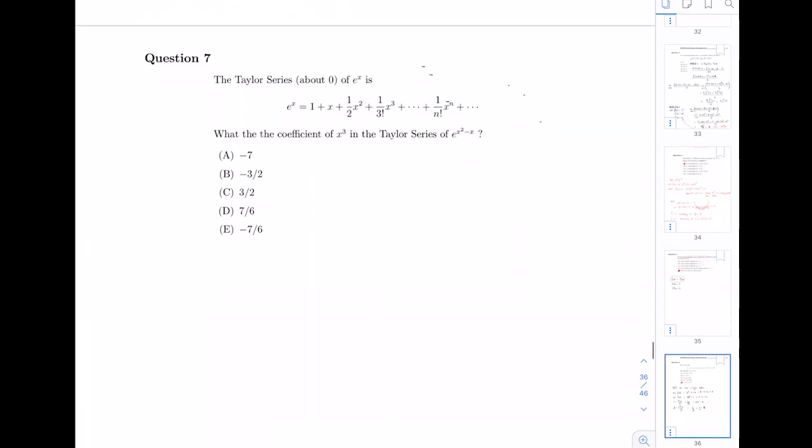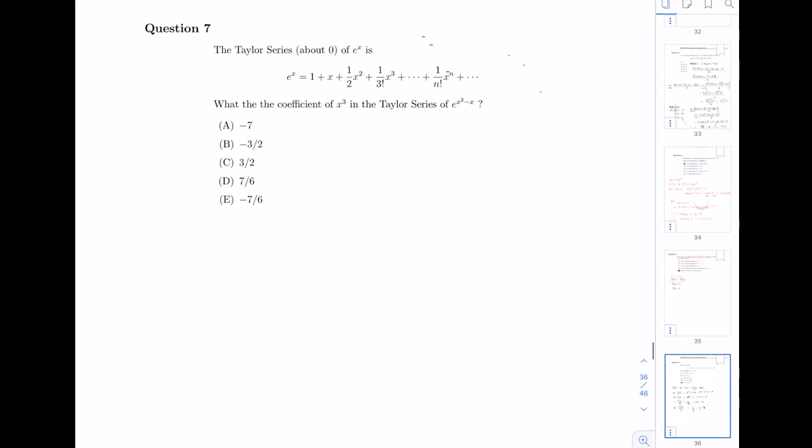Let's move on to question number 7. For question number 7, we have a Taylor series for e to the x. We're given the Taylor series for e to the x, which means we can use it to write down Taylor series for variations of e to the x.